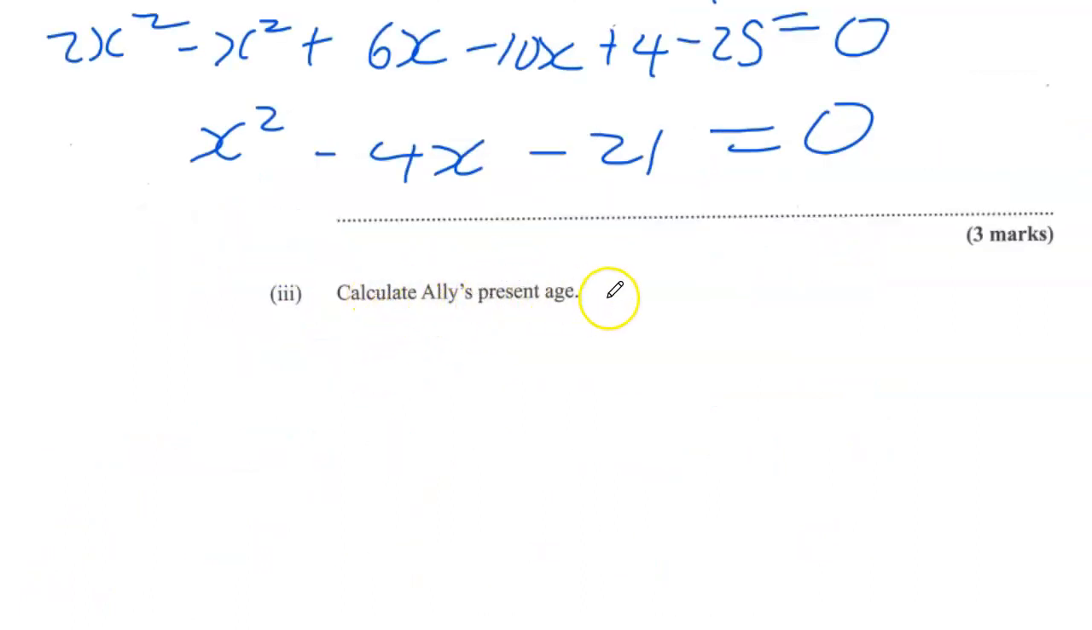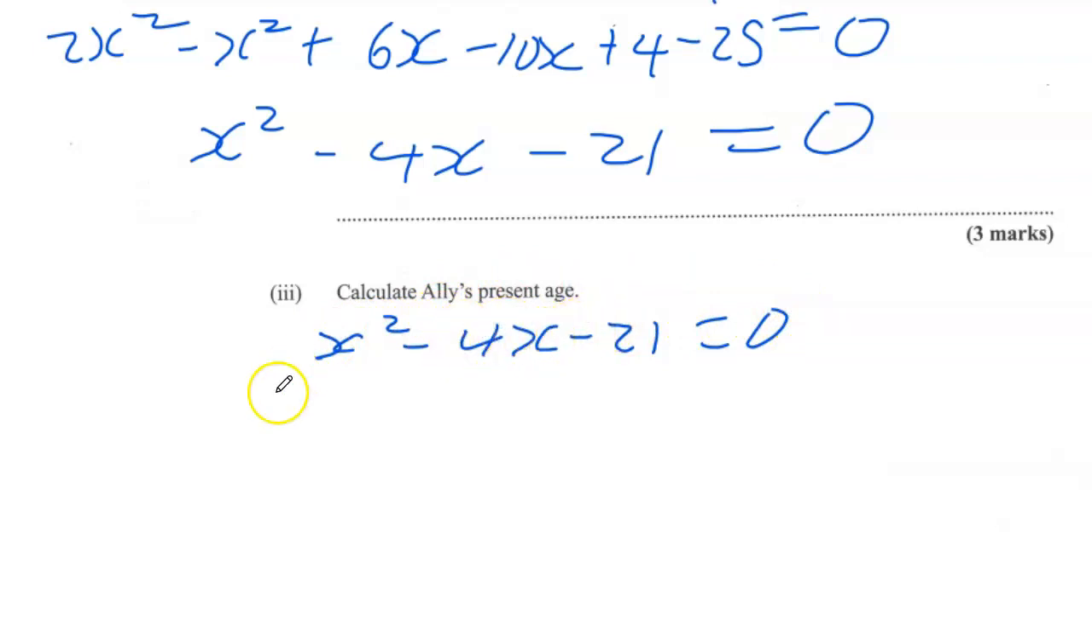To get Ali's present age, of course, we need to find the value of x. Let me just rewrite the equation here. We have several ways we can solve this equation. We can use the quadratic formula, or we can use factorization. To use factorization, we have to come up with two numbers that multiply to give minus 21 and add to give minus 4, and that's obviously negative 7 and positive 3, right?